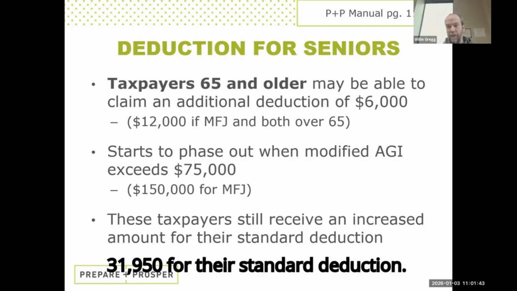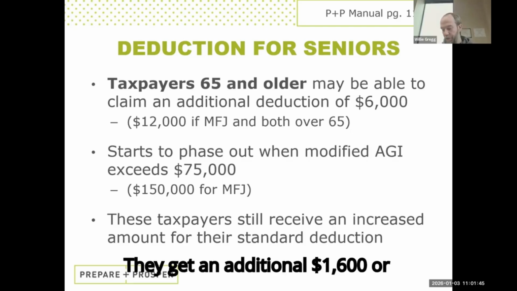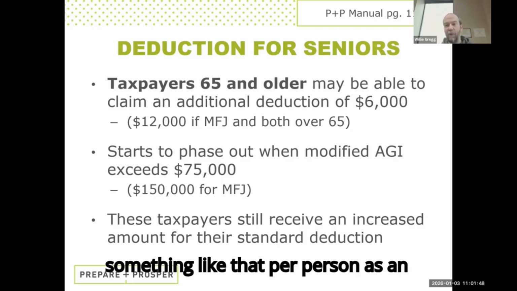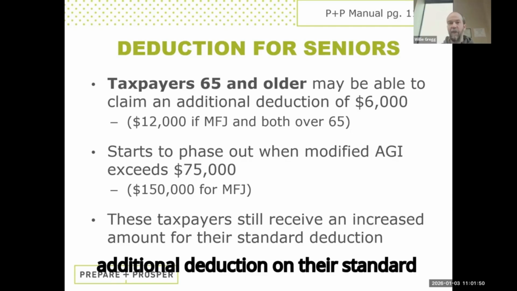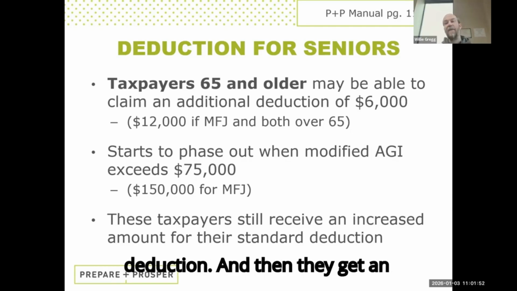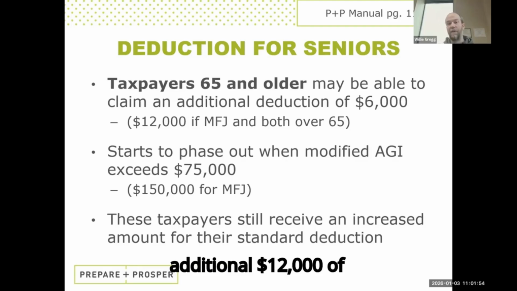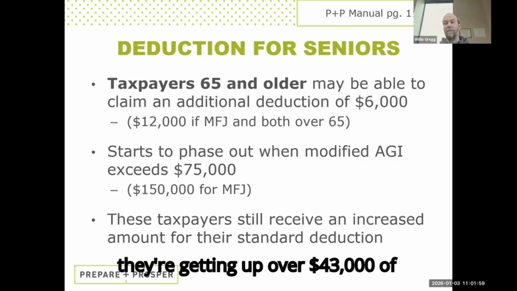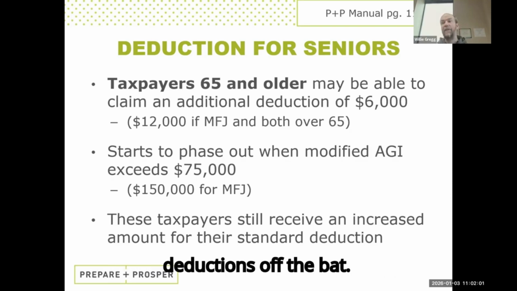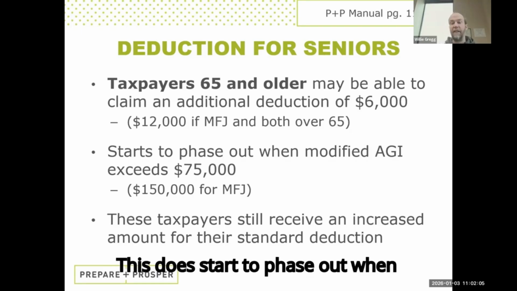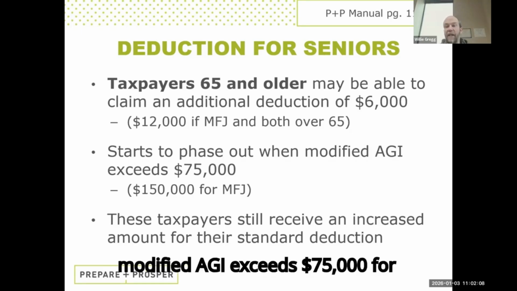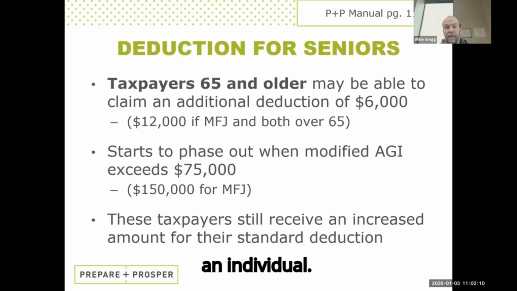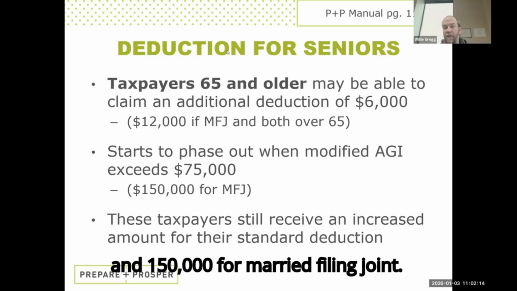So if you have a married couple, they are getting $31,950 for their standard deduction. They get an additional $1,600 or something like that per person as an additional deduction on their standard deduction. And then they get an additional $12,000 of deductions for being 65 and older. So they're getting up over $43,000 of deductions off the bat. This does start to phase out when modified AGI exceeds $75,000 for an individual and $150,000 for married filing joint.